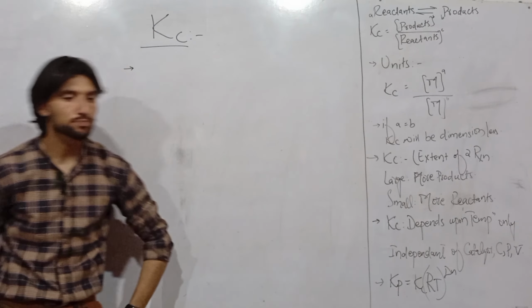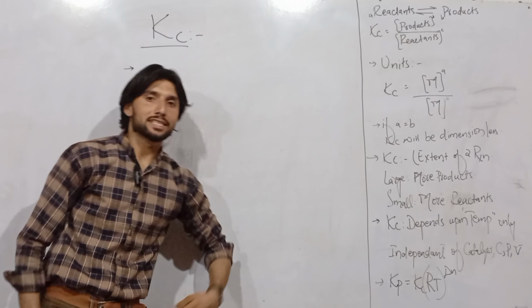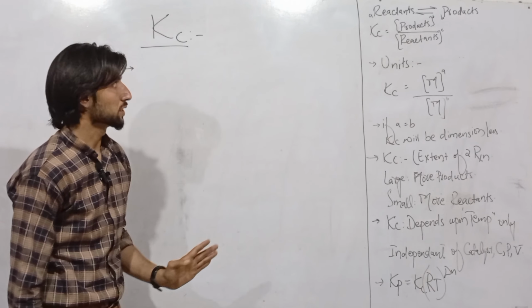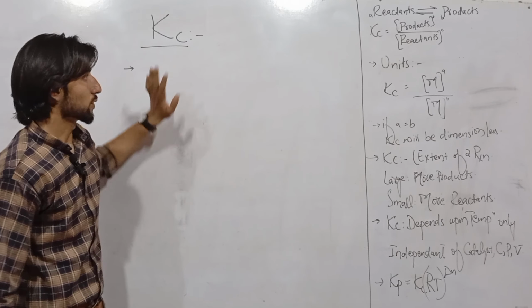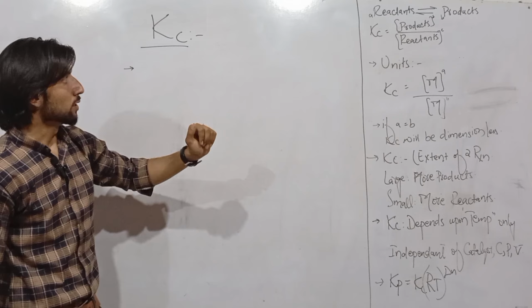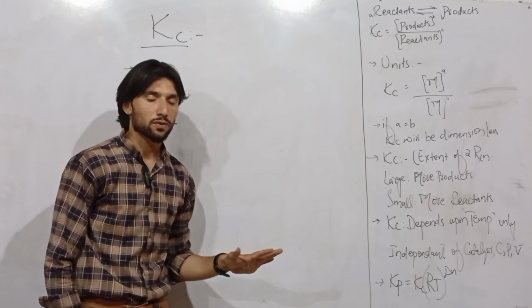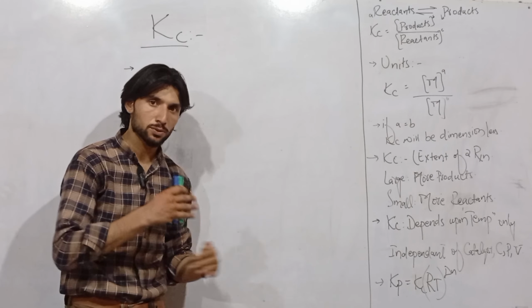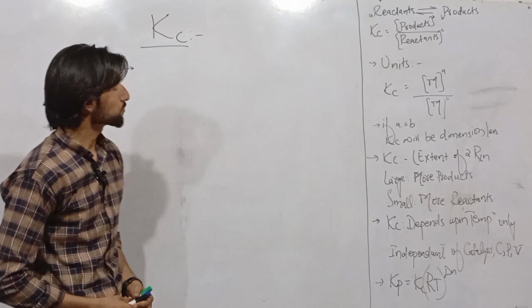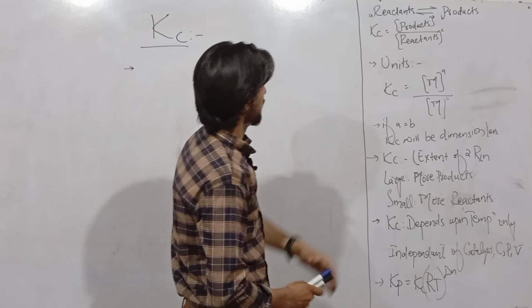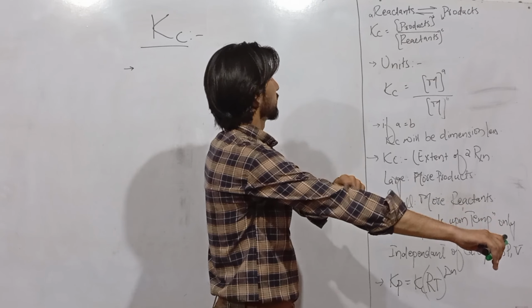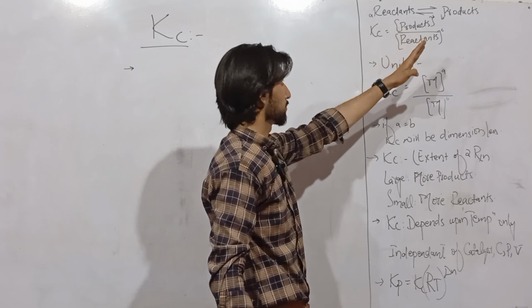So now again we will discuss the topic, and then we'll go to its MCQs. The topic is Kc, which is the ratio of the concentration of the products to the reactants. So here I have taken an example of reactants and then products.